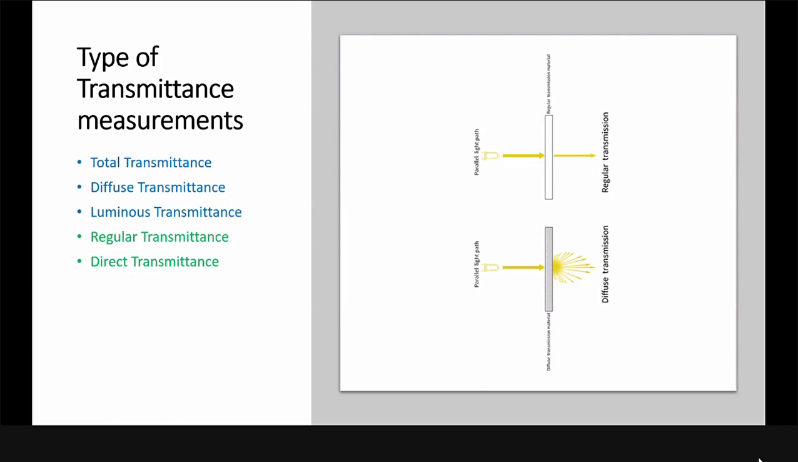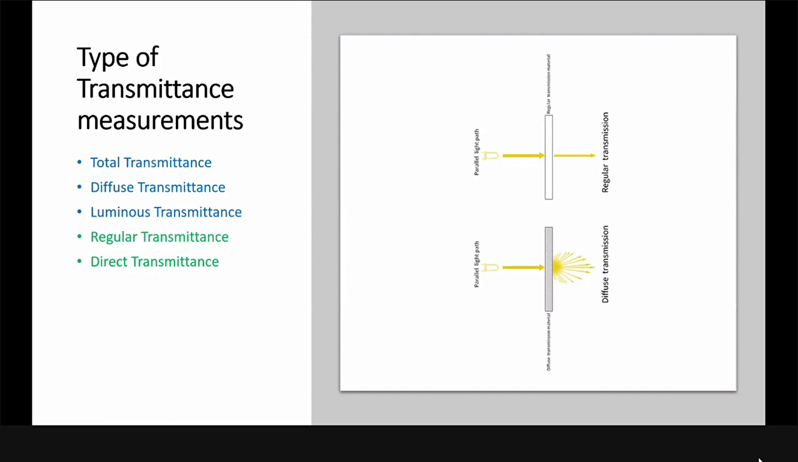Yeah, so we are on color side. When we do transmission measurement, we hear a lot of things like total transmittance, diffuse transmittance, regular transmittance, direct transmittance. So these are different kinds of transmittance measurement.